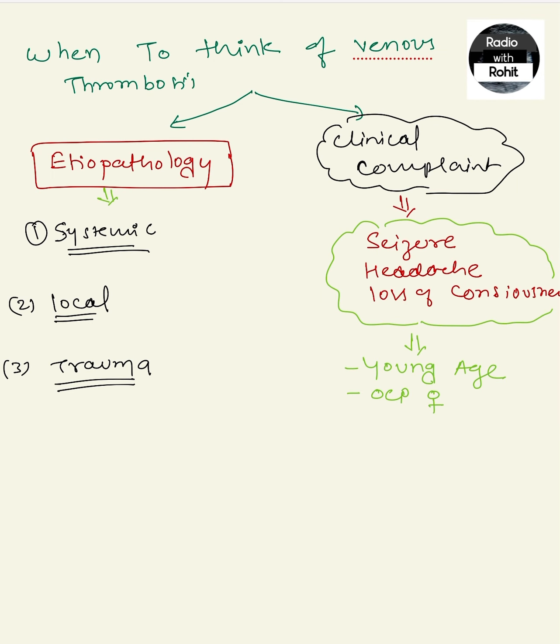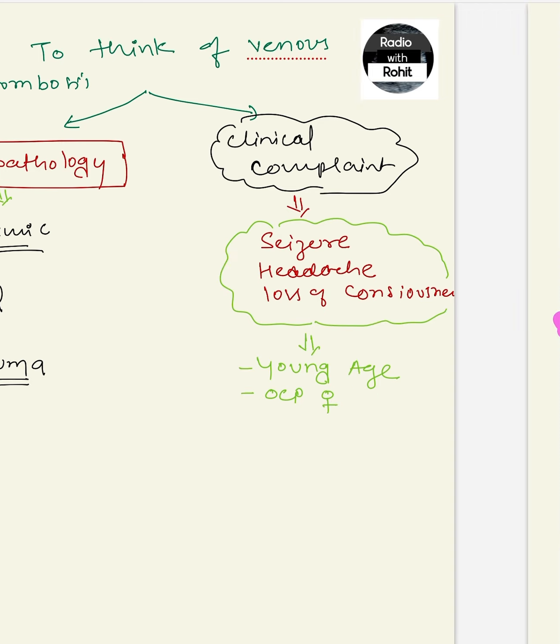So, when to think of venous thrombosis? Etiology per se, there could be any systemic cause or any coagulation pathology, a local cause like mastitis or CSOM which leads to the thrombus, or any trauma which leads to a thrombotic condition. Clinically, the patient will end up in our department with a complaint of seizure, headache and loss of consciousness. This is usually a young female who is taking OCP pills.